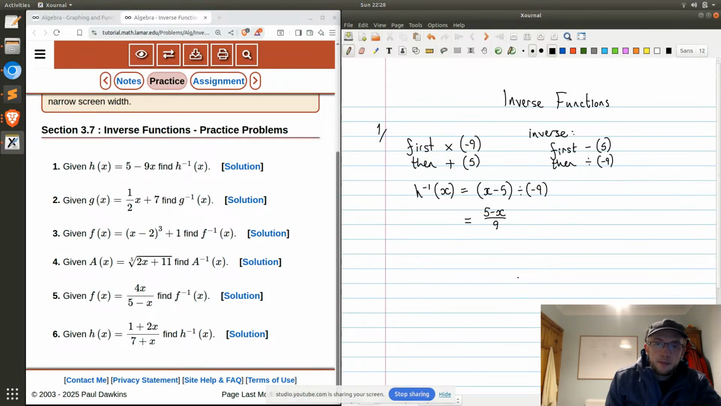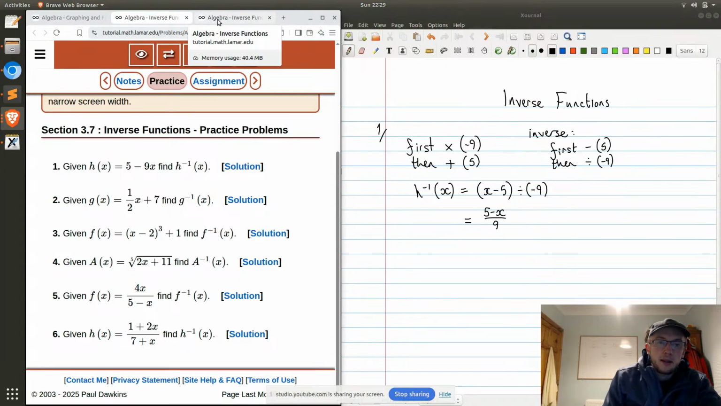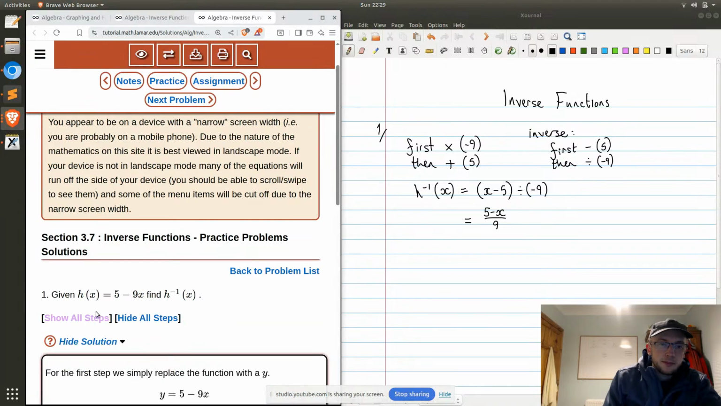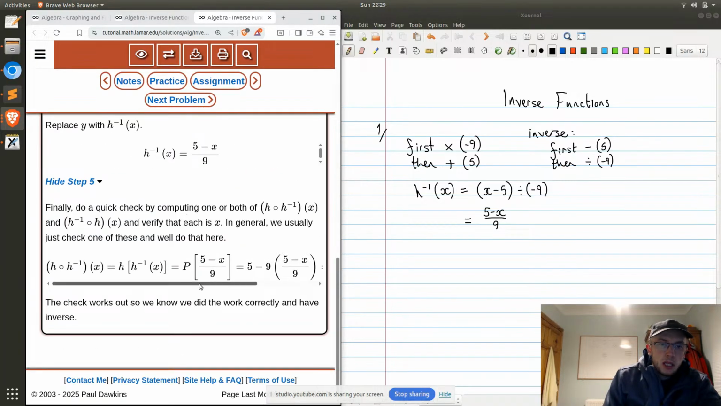There. That's inverse h of x. Inverse h of x. Do not say h to the minus 1. That is wrong. It's wrong to say that. So you can see that that is right.